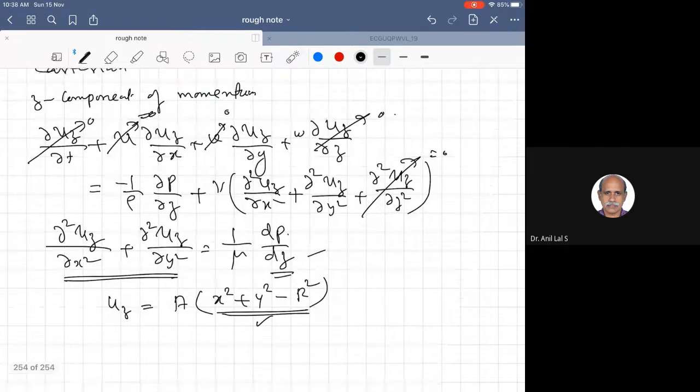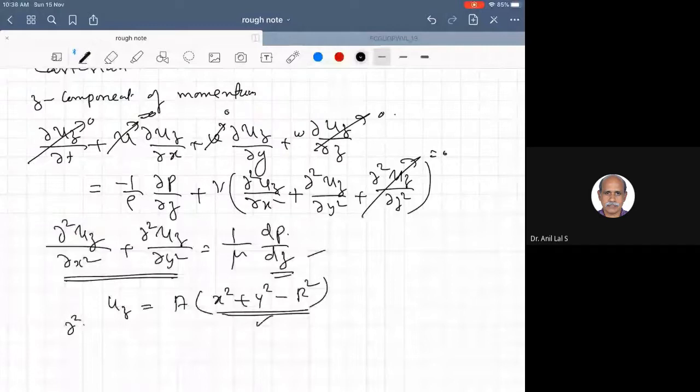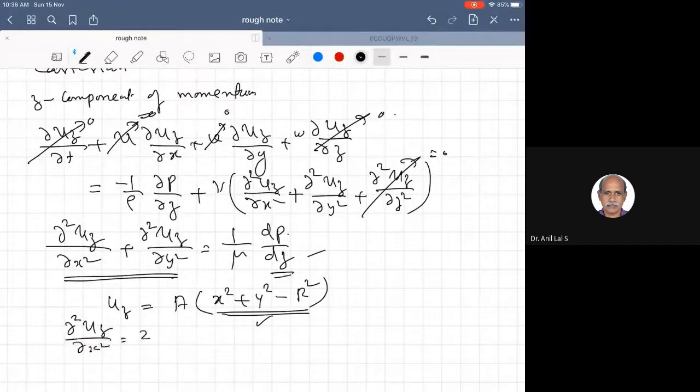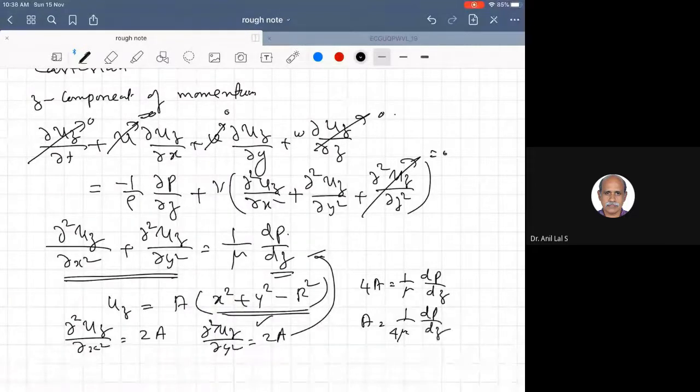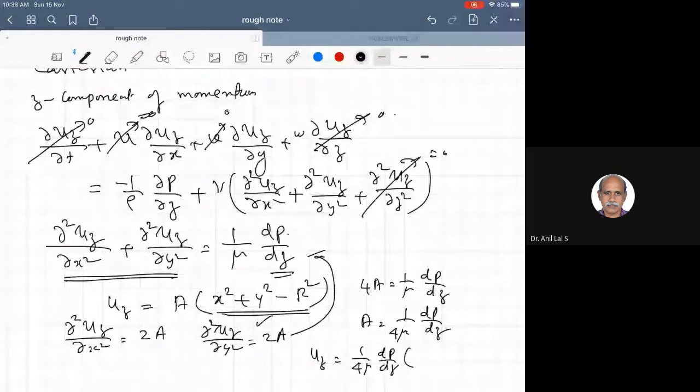So if this is uz, we get ∂²uz/∂x² equal to 2A, and ∂²uz/∂y² is also equal to 2A, and that you substitute here. You will get 4A equal to 1/μ dp/dz, or A is equal to 1/(4μ) dp/dz. So that way uz is equal to 1/(4μ) dp/dz into x squared plus y squared, which at any point is the radius squared, r squared.